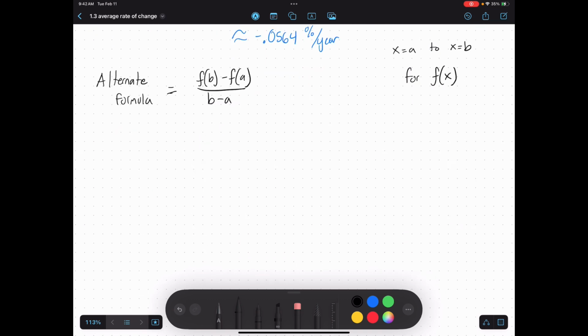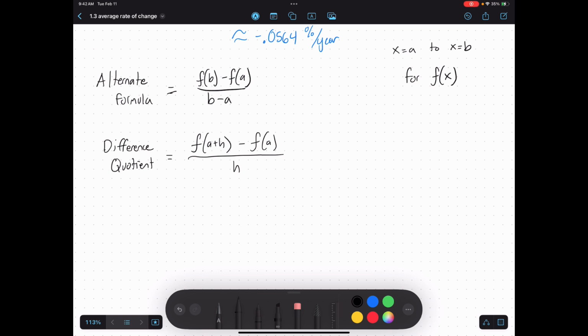Well, let me show you another formula that we can use. And this one actually has a name. This one's called the difference quotient. And once again, this is just an alternate way to calculate a rate of change. So it's another rate of change formula, but it looks slightly different. And the way we get this one is we do f of a plus h minus f of a over h.